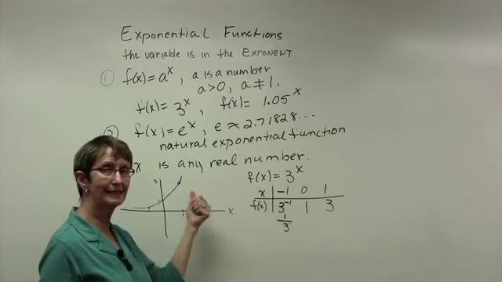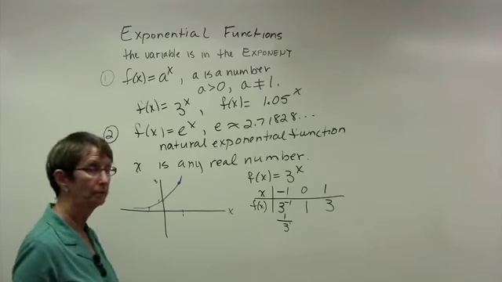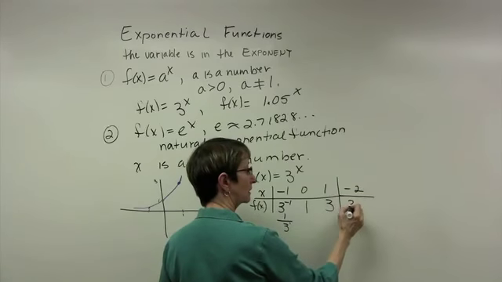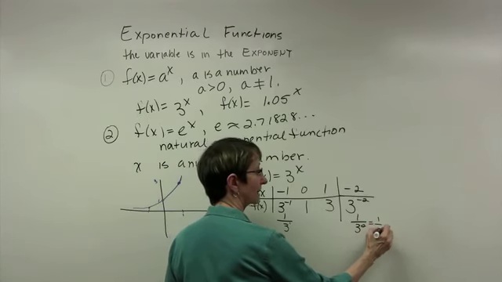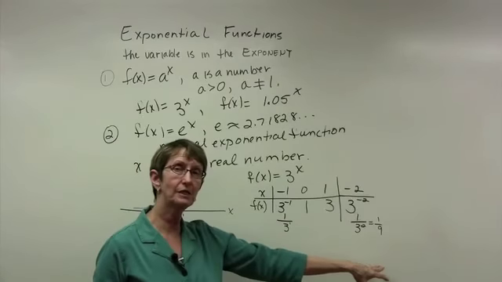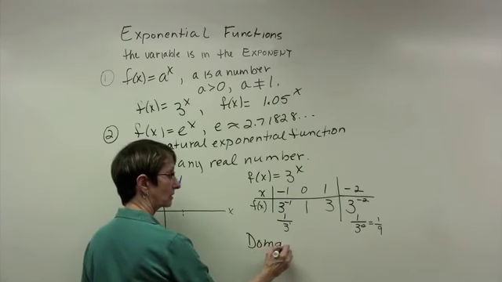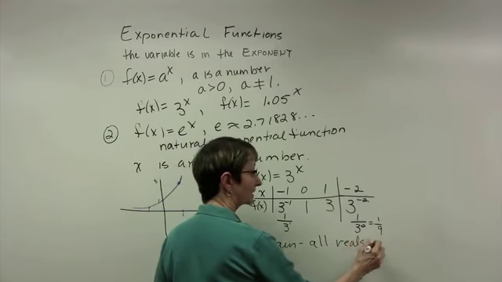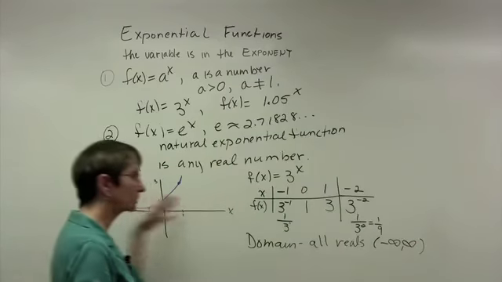But as the values for x decrease, think about what happens if x is negative 2. If I have x equal to negative 2, 3 to the negative 2 is 1 over 3 squared, which is 1/9. So my numbers will get smaller, but they'll never reach 0. So my domain values are all reals, which you can also write as the interval from negative infinity to infinity, all real numbers.